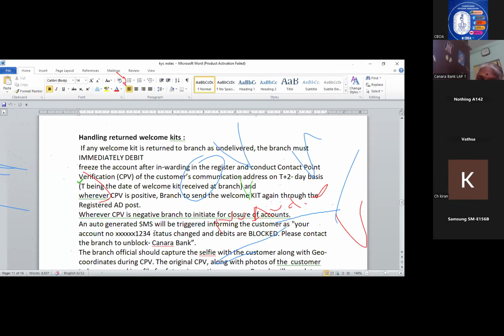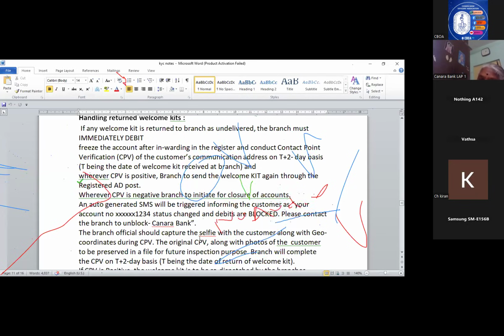Okay. It is auto generated if it is negative. If the CPV is negative, that is contact point verification, when you go and verify the customer at the address given and the customer is not there, then an SMS will go to him that your account status has been changed and the debits are blocked. You come to the branch and unblock the account.